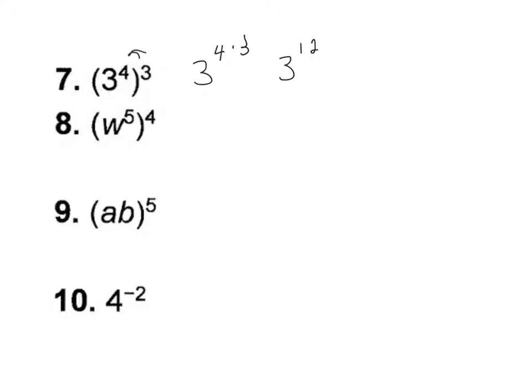Number 8, it's going to be the same rule. It is a power raised to another power, or exponent raised to another exponent. If it's an exponent raised to another exponent, we multiply them. So this is going to be w to the 5 times 4, which would end up being w to the 20th.